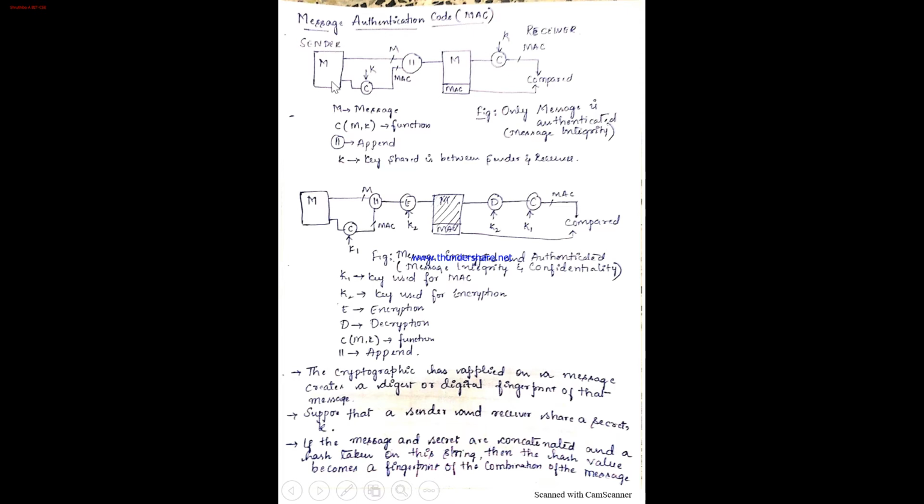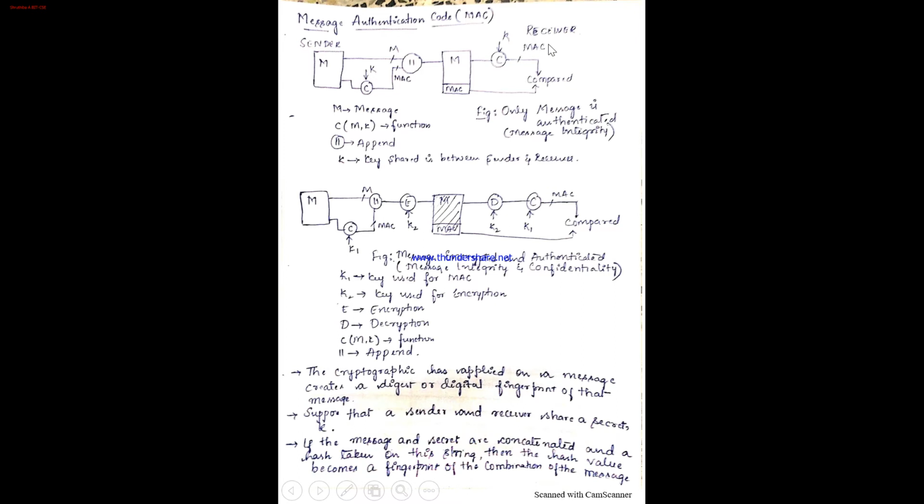As a sender, he'll take the message and give it as input to a function C. This function C will take a key as input as well. So the input to this function C is the message and the key, and the output will be a MAC, that is message authentication code, and this is a fixed length code. Next, this code will be appended to the original message, and that will be transferred across the channel.